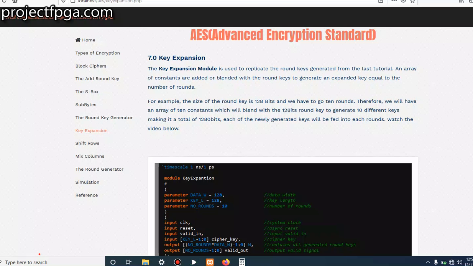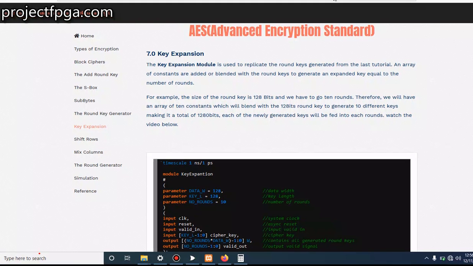So welcome everyone, this is lesson number 7, key expansion. Lesson number 7 of the AES tutorial, Advanced Encryption Standard. By the name key expansion, it means expanding the key.